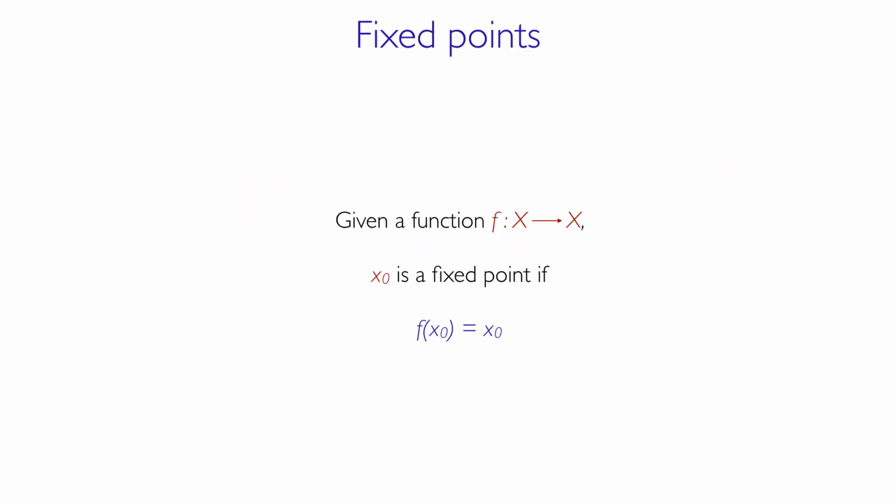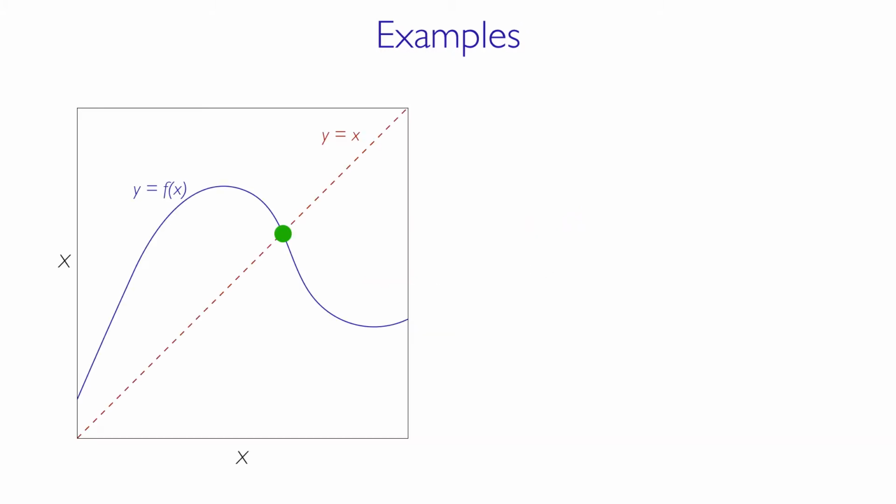Given a function f defined as a map from a set x to x, a point x0 of x is a fixed point if the value of the function in x0 is equal to x0. Here is an example in which x is a compact set of the real numbers. The function f is in blue and crosses the line y equal to x. At the intersection we have a fixed point. It is in green in the figure.